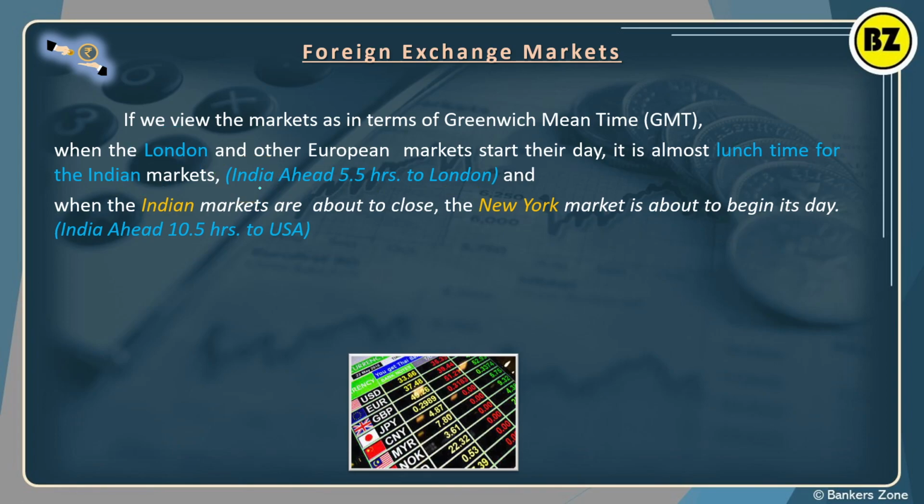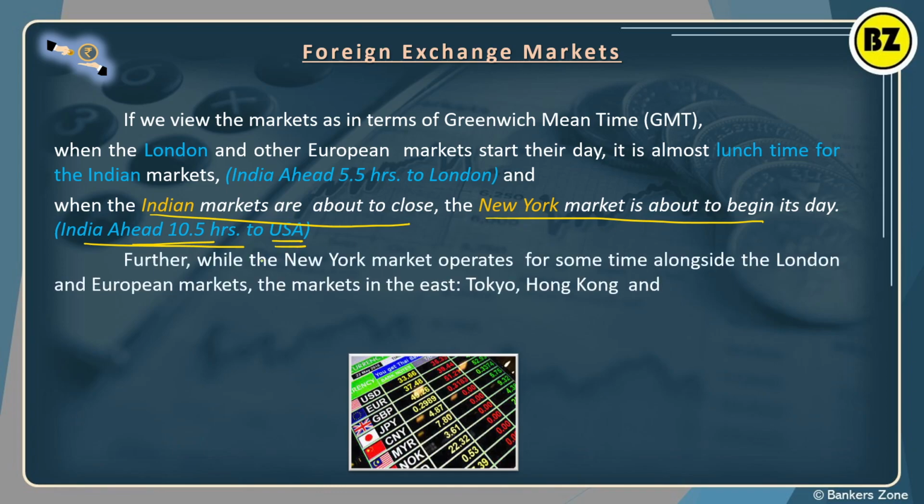Because simply India is ahead of London by 5.5 hours. Now see, when Indian forex markets are about to close, the New York market is about to begin. That means they are almost 10.5 hours behind us, which means India is ahead of the USA by 10.5 hours. That's why we can say when the Indian market is about to close, the USA market is about to begin.